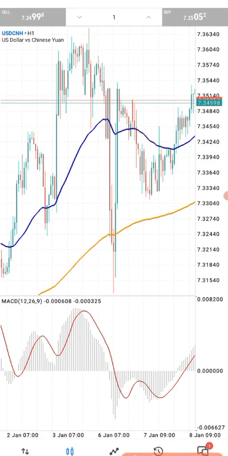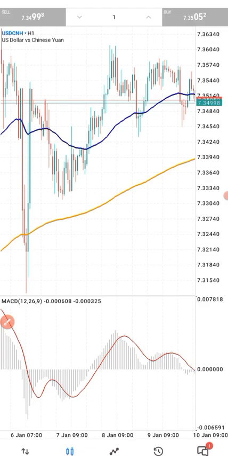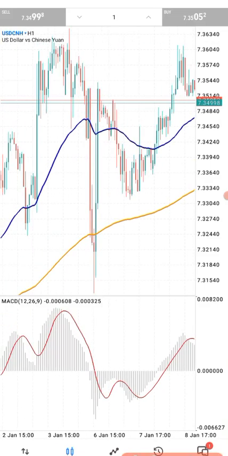Then if you want to understand the strength of it, this histogram must appear at the front, going from down to up. Once the histogram has appeared on the other side, it means it's a strong trend, either for a sell or for a buy. But when you see the histogram lines begin to reduce, just know that the momentum of the market has reduced.